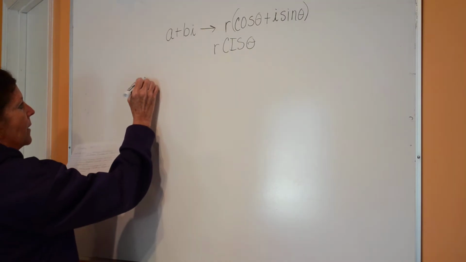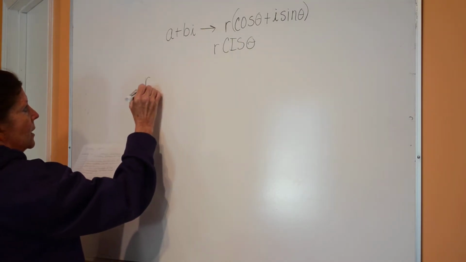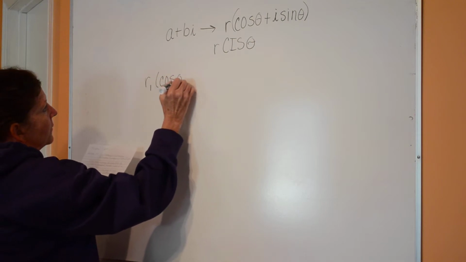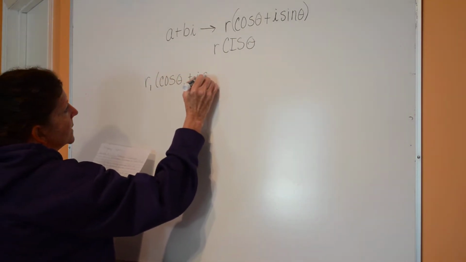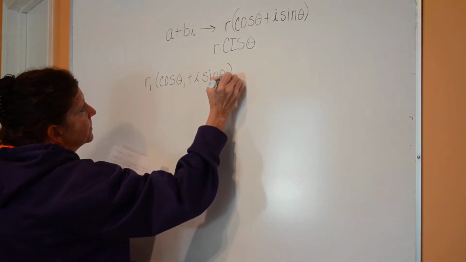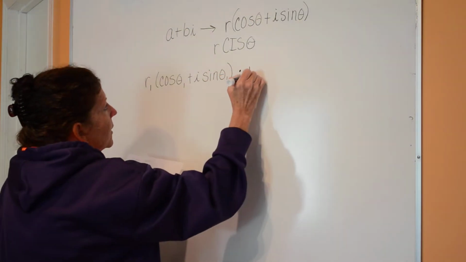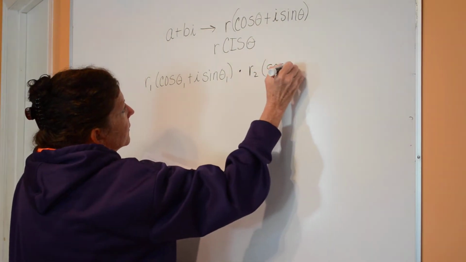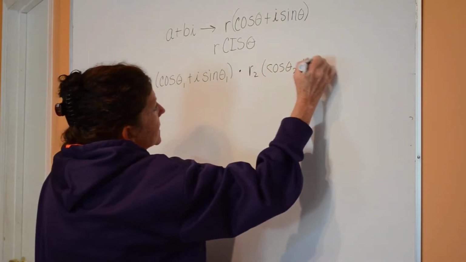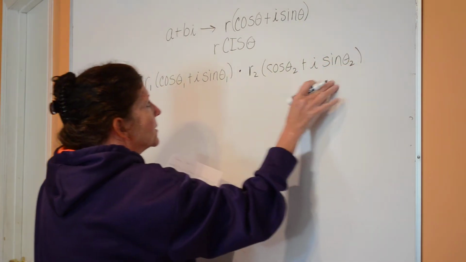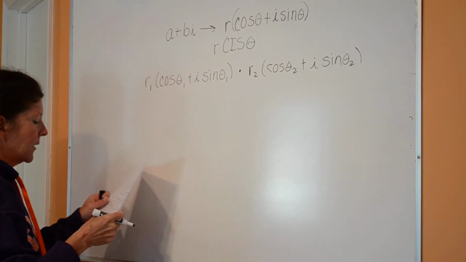So if I have r, and I'll make it r sub 1, times the cosine of theta sub 1 plus i times the sine of theta sub 1, times r sub 2 times the cosine of theta sub 2 plus i times the sine of theta sub 2. You can see that I'm multiplying two of these forms together.